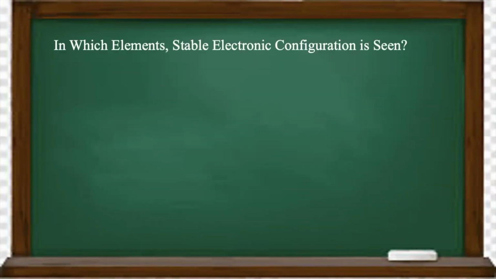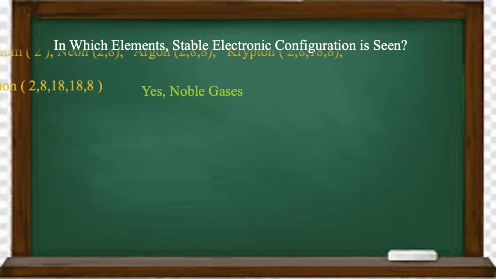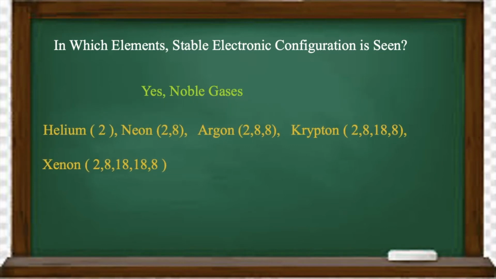In which elements is this type of configuration seen? Can you give me your answer? Yes, noble gases. What are the noble gases? They are helium, neon, argon, krypton and xenon. Look at the configuration, students. Helium has 2 electrons, so it achieved its duplet configuration. And neon, argon, krypton and xenon have 8 electrons in the outermost shell. That means they have octet configuration. Now these atoms are said to be stable, so they mostly do not take part in any chemical reactions.